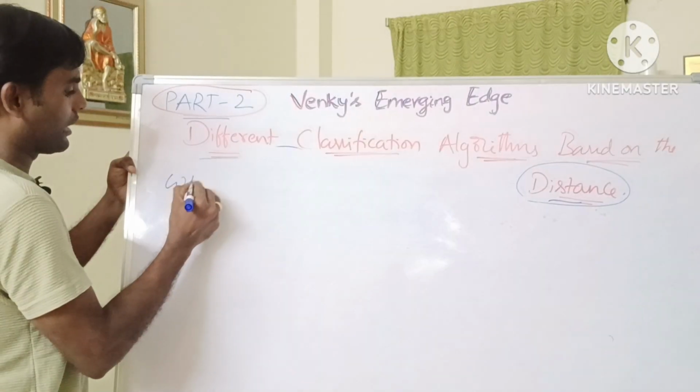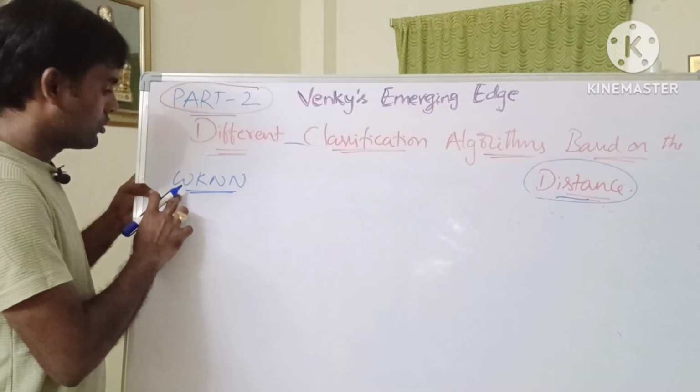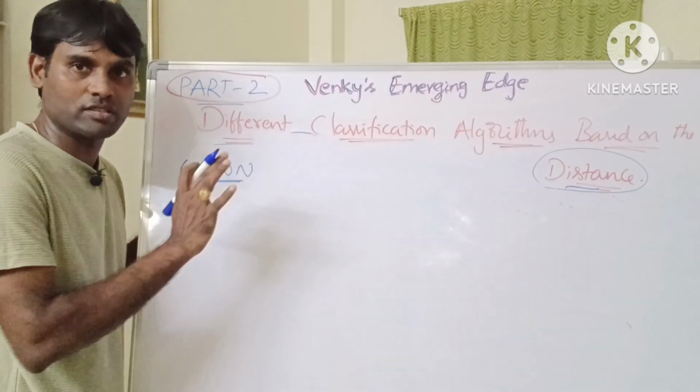Next, we are mainly focused on WKNN. Okay, so the weighted KNN, K nearest neighbors classification algorithm.